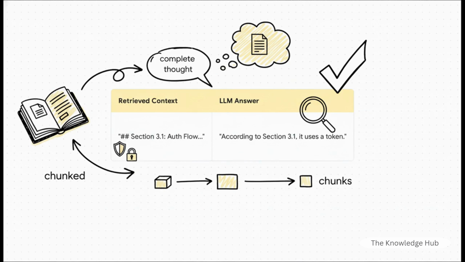Now look at the result from semantic chunking. The retrieved context is a complete thought, and it includes the section header. So the LLM's answer isn't just precise, it even cites its source from the document, according to Section 3.1 on authentication flow. Now this is the quality we're looking for.